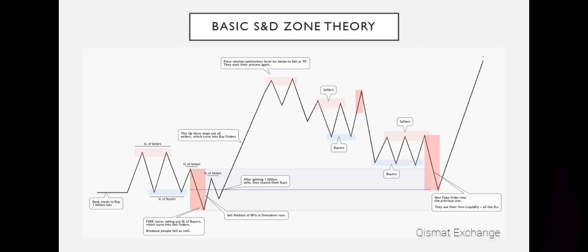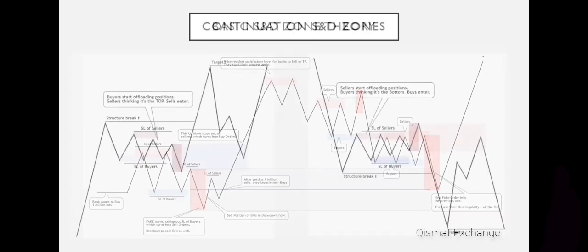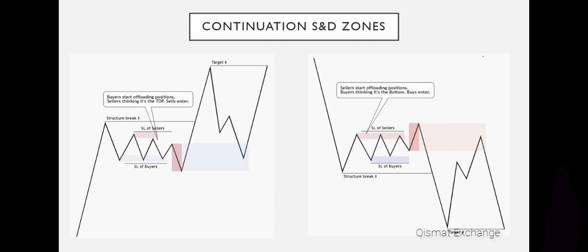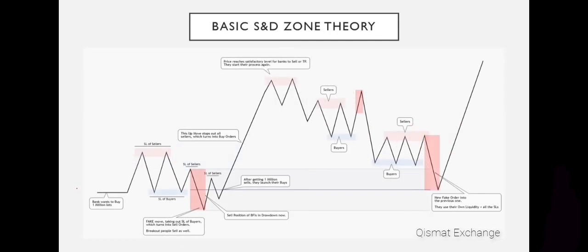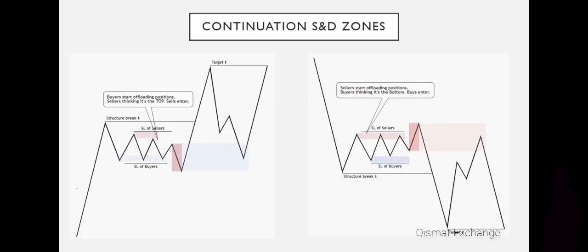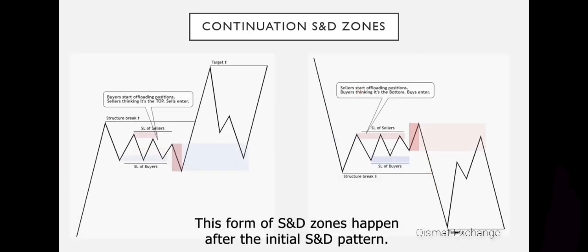This is one type of supply and demand zone I'm using, and there is a second type. This is pretty much the rally base rally, drop base drop, right? So what happens is the market, this usually happens after this. So after this develops, this is how we usually see supply and demand form as the market is in a nice uptrend or a downtrend.